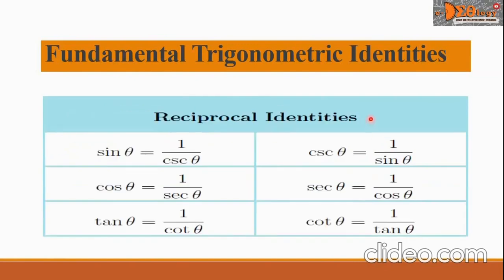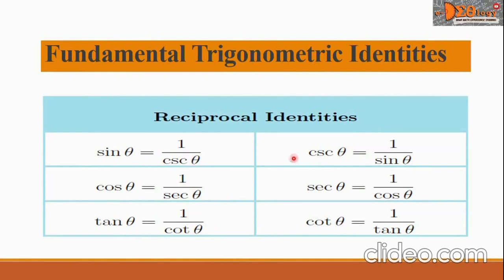For the reciprocal identities, the first identity is sine theta equals 1 over cosecant theta. Second, cosine theta equals 1 over secant theta. Third, tangent theta equals 1 over cotangent theta.